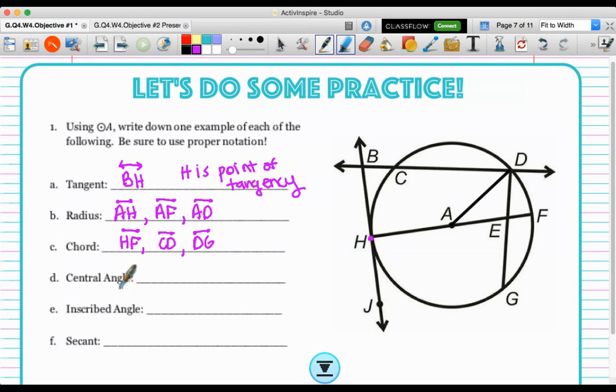A central angle has its vertex on the center. So let's see, there's going to be a few of these. I could do angle HAD. Oh, that is not right. That was supposed to be an A. Angle HAD. DAF. Right, and again, I could have said FAD, or I could have said DAH. I believe those are the only two I can really do, because it's formed by two radii.